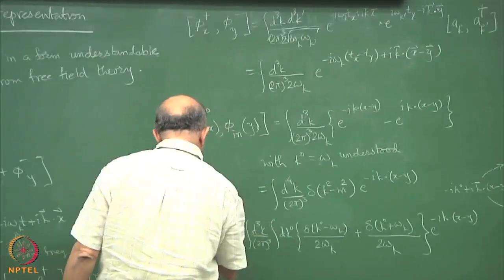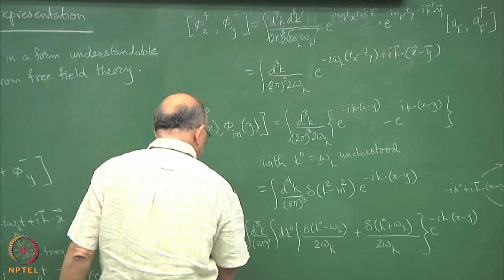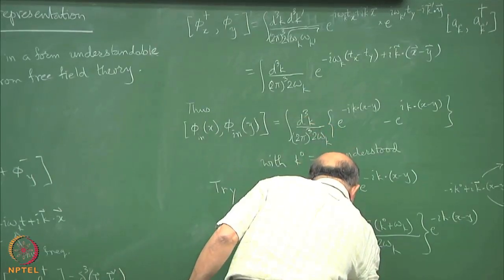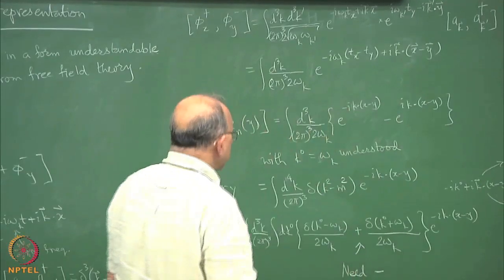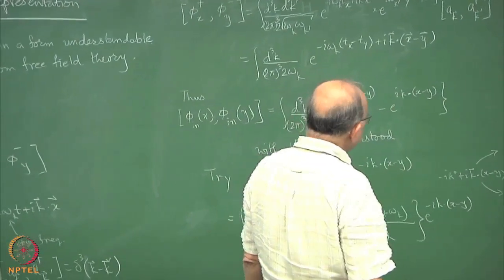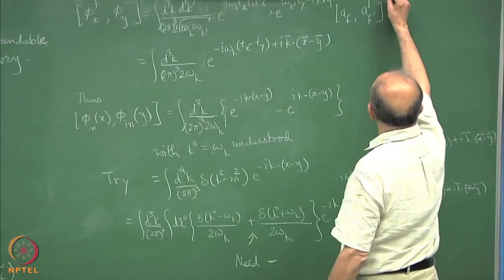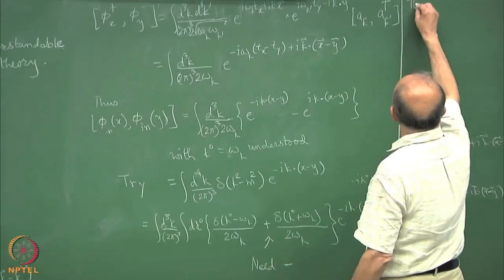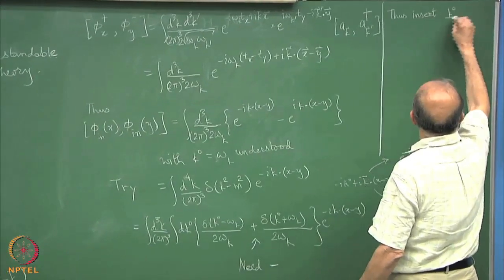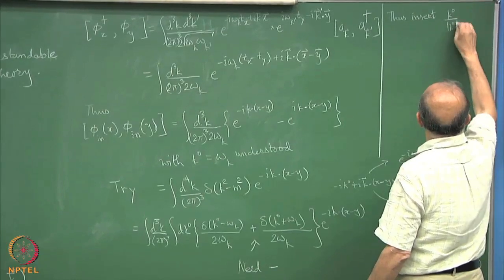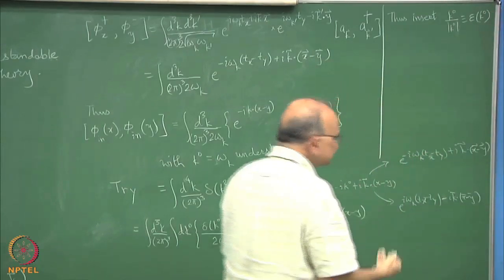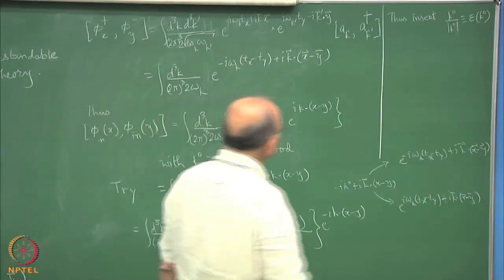So we need a minus sign. And to cure that, we insert a function k0 over mod k into this, and this we might call epsilon of its argument, the sign of k0 function.